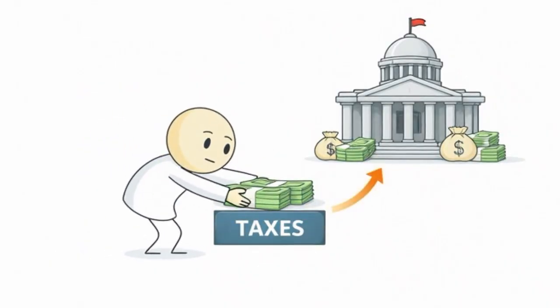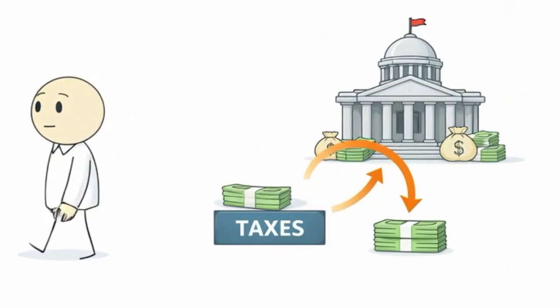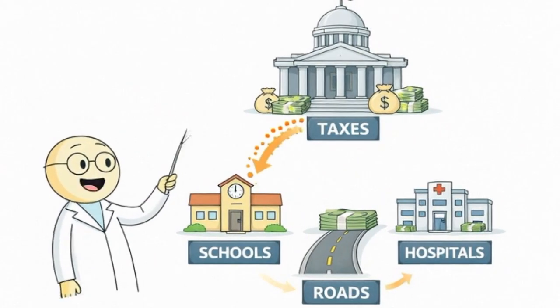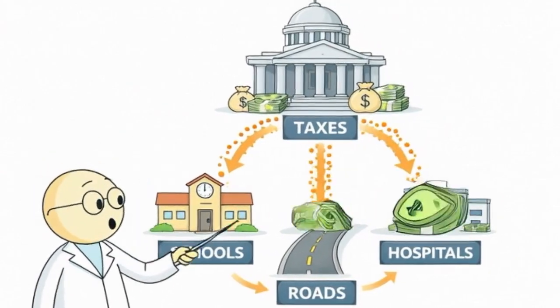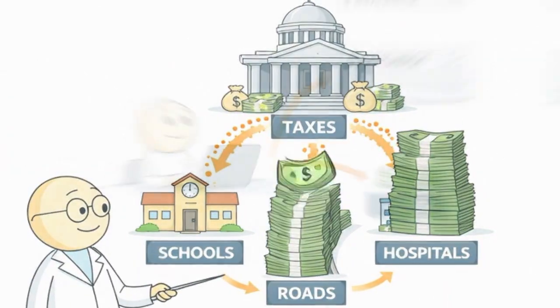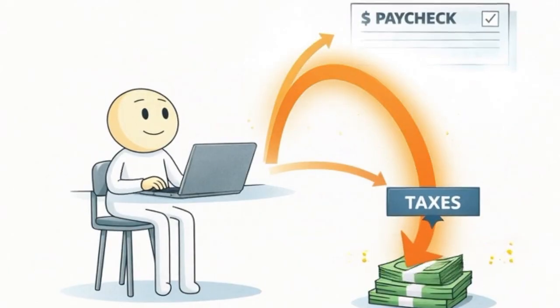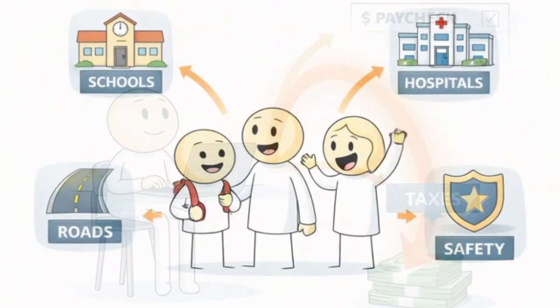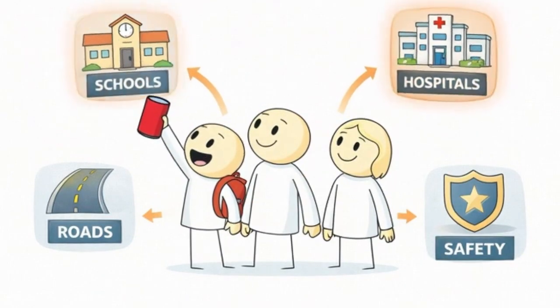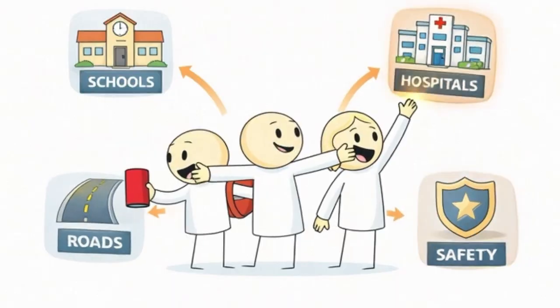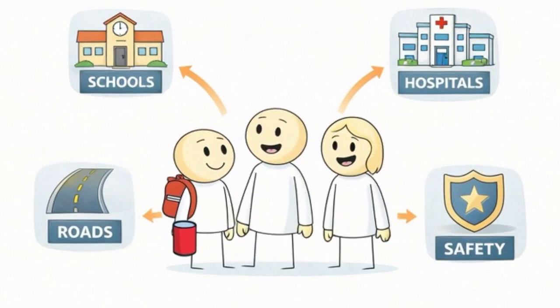Perhaps the most visible mechanism of control is taxation. Governments collect taxes to fund public services. But taxes also influence economic behavior. For example, high taxes on tobacco reduce consumption. Tax incentives stimulate investment. Income taxes redistribute wealth. Taxation shapes how money moves within a society.